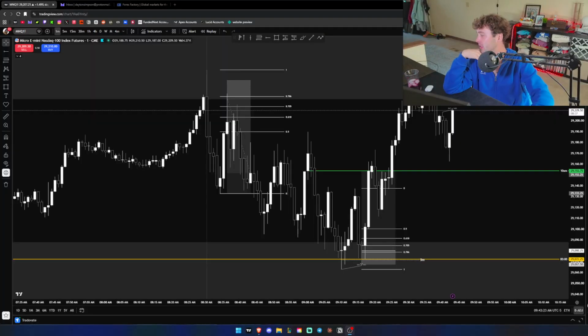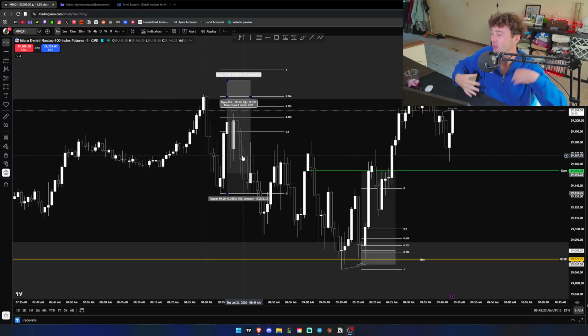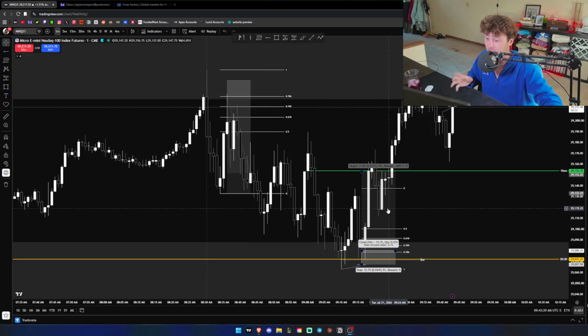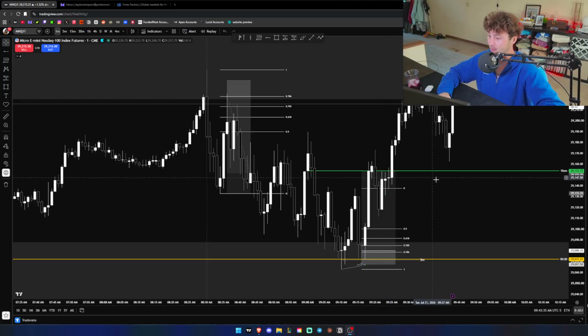So here we are, boom, on the 1 minute time frame. You can see both trades right here. This is a 1 to 6 almost, and this one here is also close to a 1 to 6. Now, let's go ahead and recap both of these, okay?